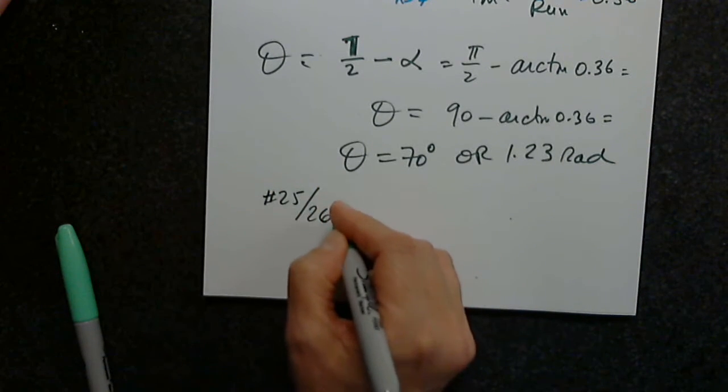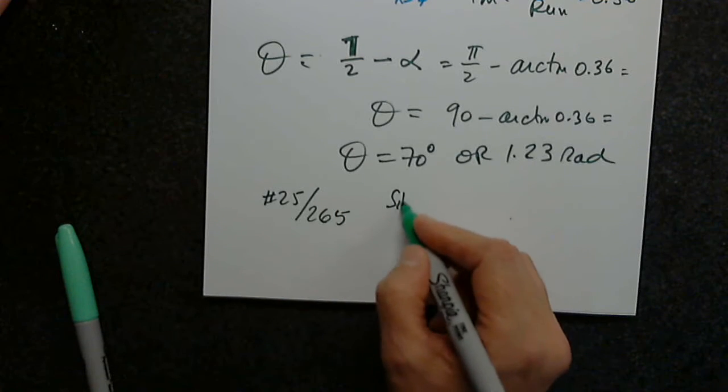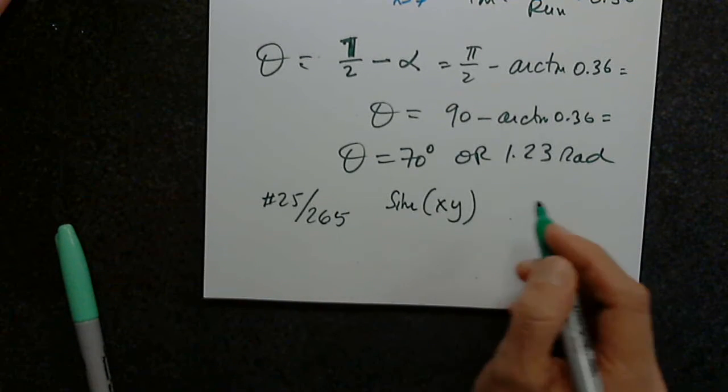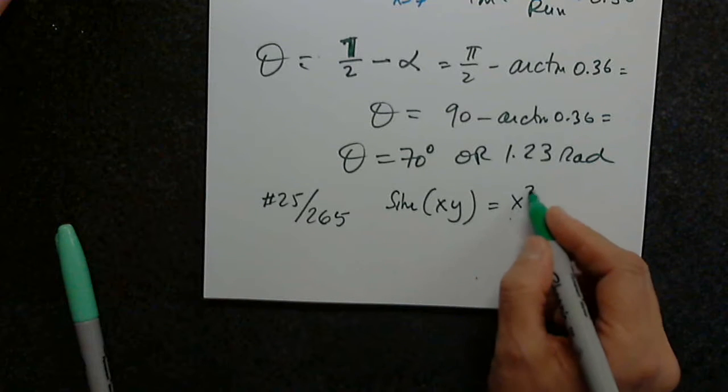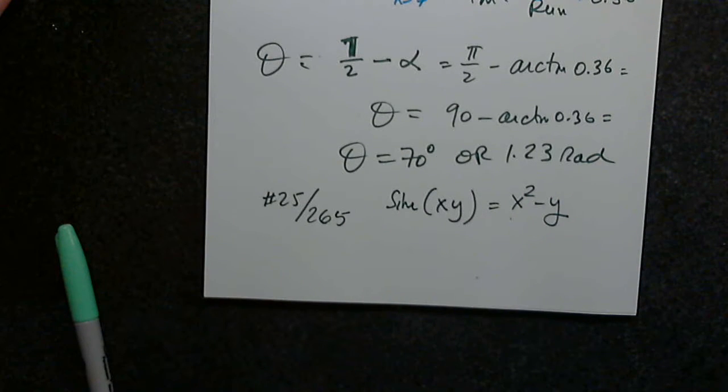on to 65, which is sine of the product xy equals x squared minus y. So let's work on it for 1 minute.